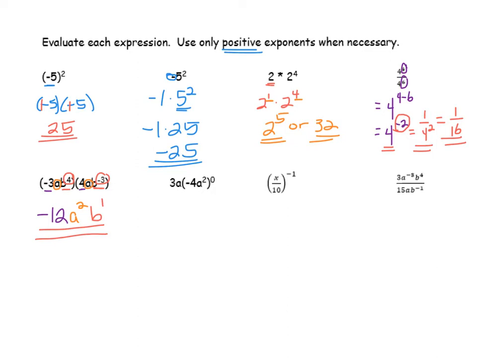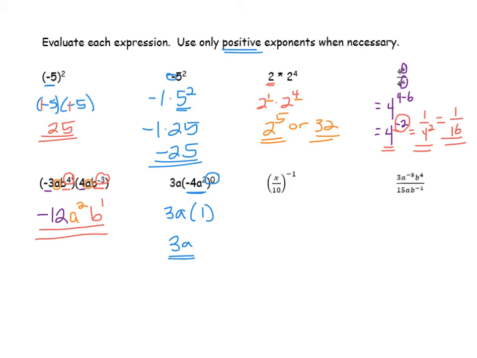All right, you guys, let's keep moving on here. 3a times negative 4a squared to the power of 0. Whoa, there's a lot happening here. Taking a look and thinking about order of operations. If we look at the parentheses first, notice negative 4a squared is being raised to the 0 power. Well, this is kind of a freebie. Anything to the 0 power, no matter what it is, defaults to equal 1. So that means we have 3a times 1. And anything times 1 is just itself. Our answer just simplifies to 3a. That was pretty easy.